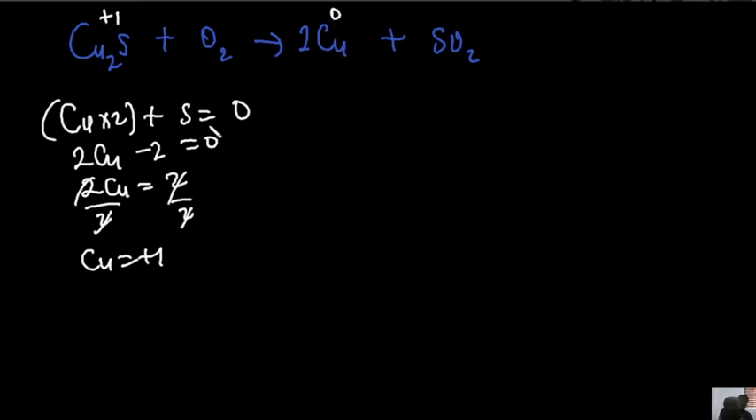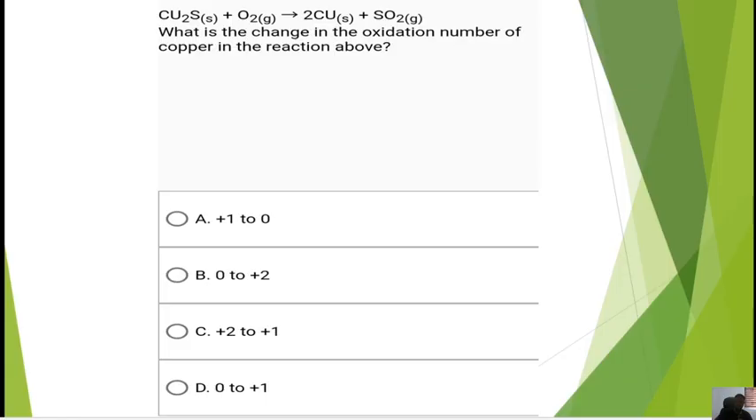So notice that the oxidation number changes from +1 to 0, and that is a reduction, which means that this particular substance is going to be an oxidizing agent. Remember, if it is reduced, it is an oxidizing agent, but if it is oxidized, it is a reducing agent. Okay, so let's look at our options to see which of them is correct. And that is going to be option A. Very basic. Remember, we are asked to find the change in the oxidation number of copper, not any other substance.